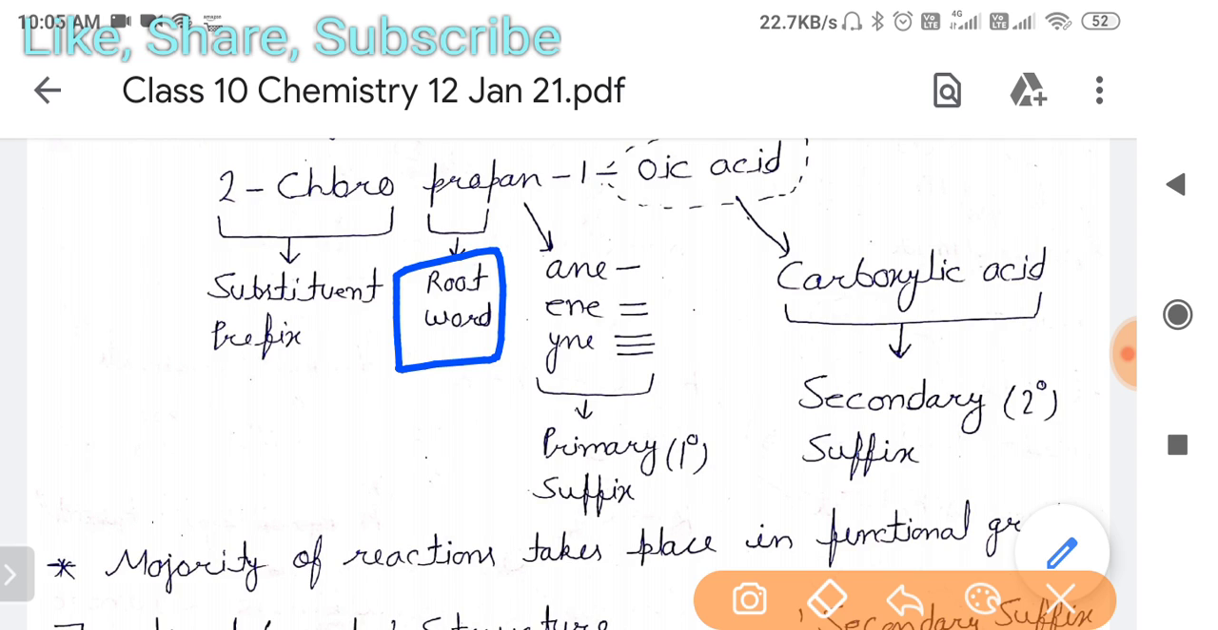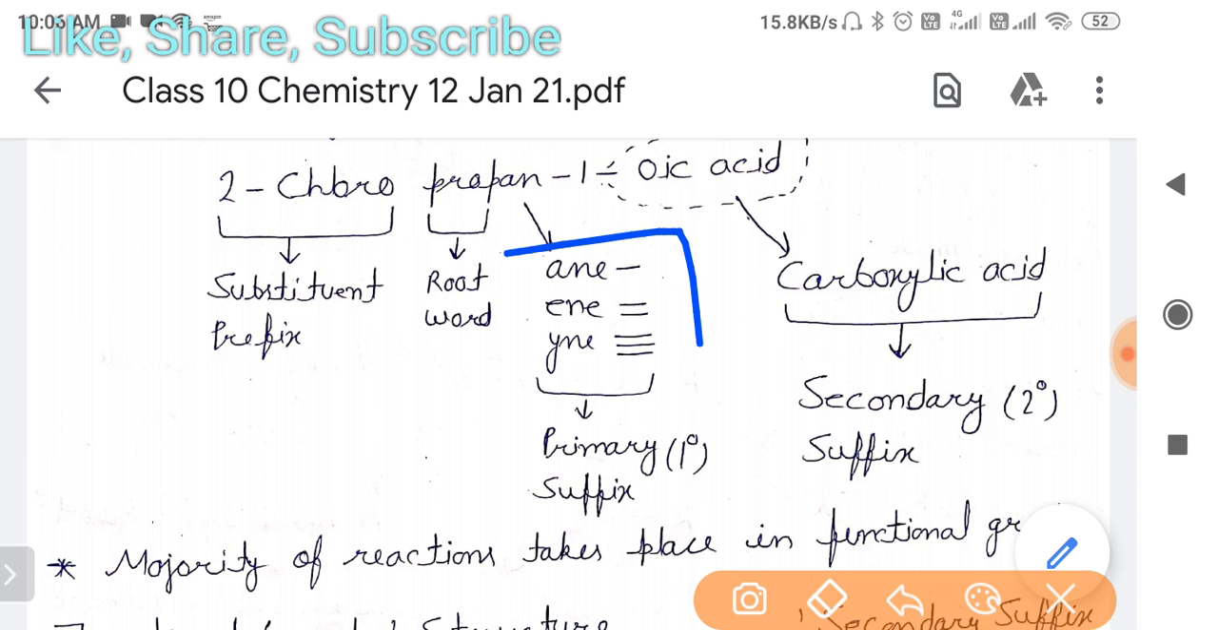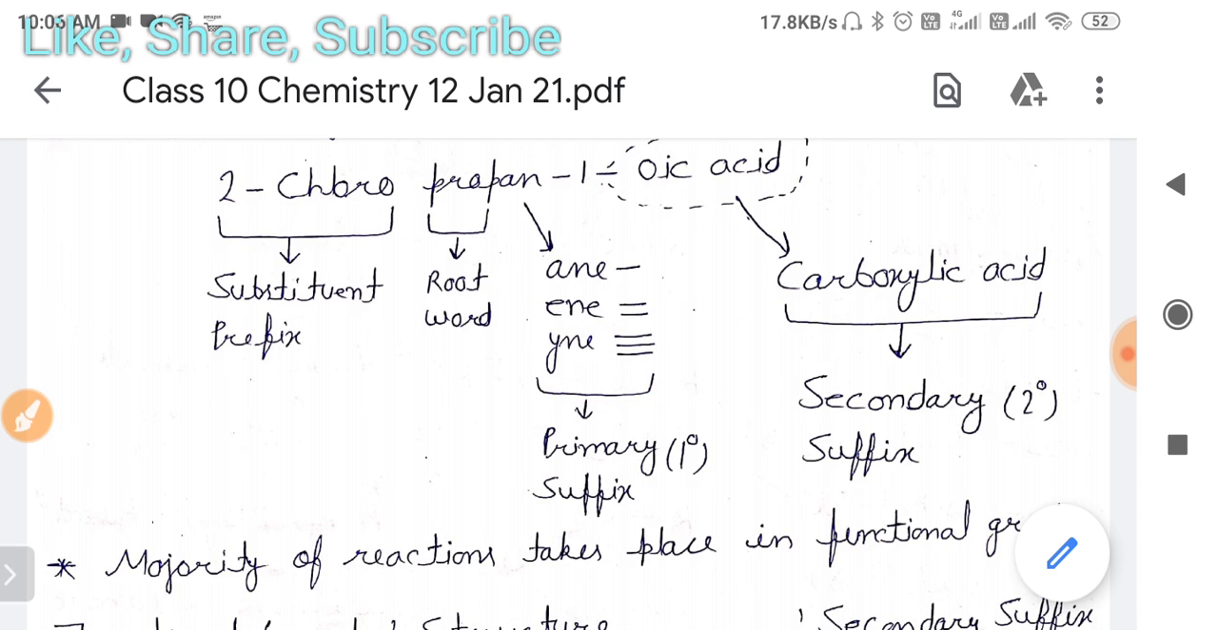Then is written ane. Ane represents alkane. It means it is an alkane. If I see it in full, propane, it is an alkane. And if it is propene, you can see, whenever there is ane, there is a single bond structure. Ene means double bond structure, and yne is a triple bond structure. It is represented here.